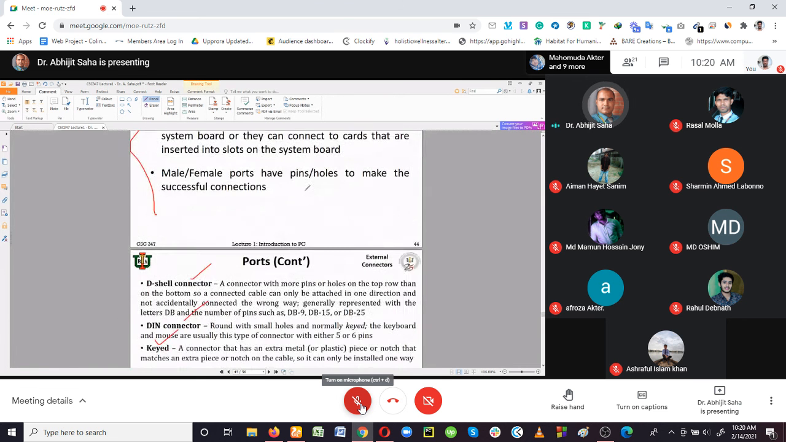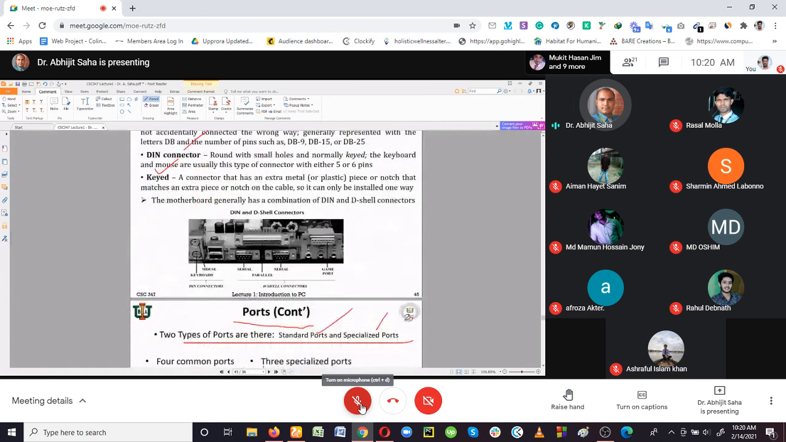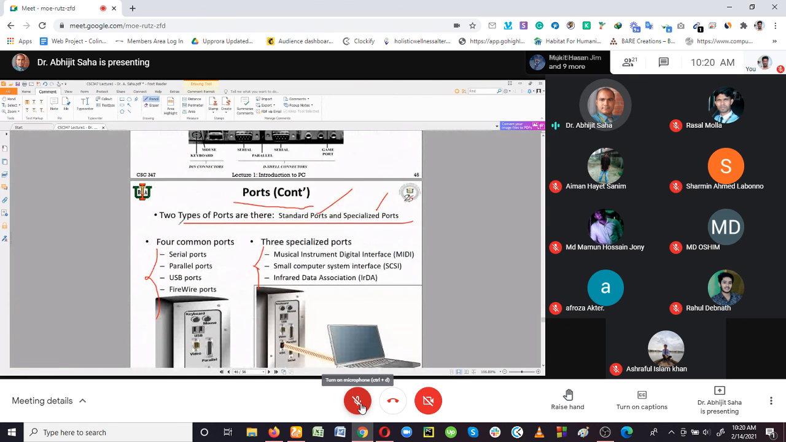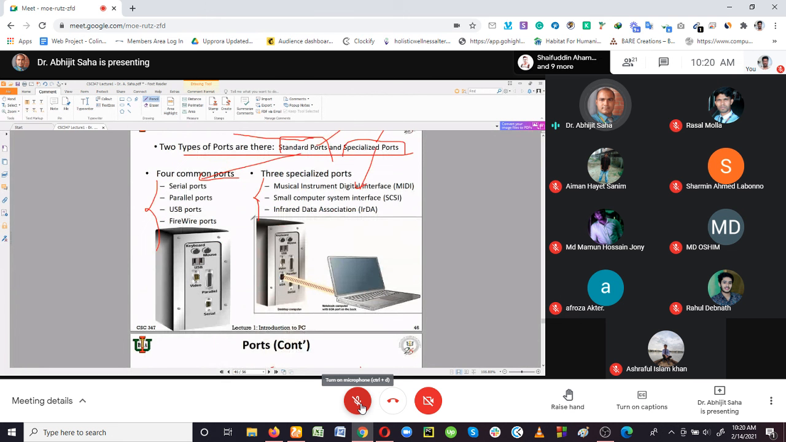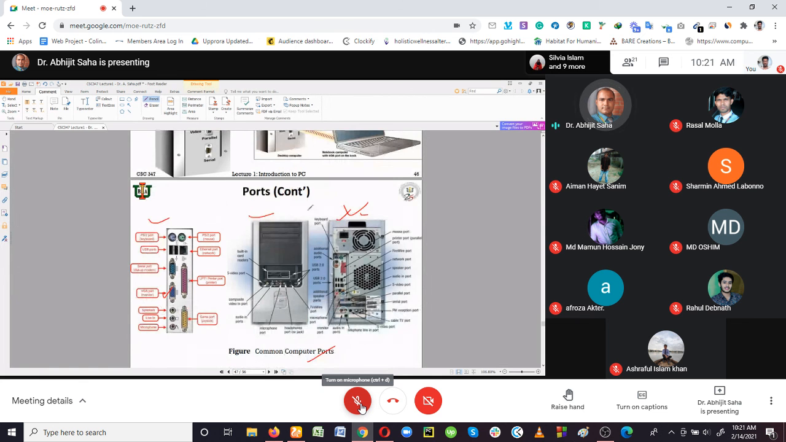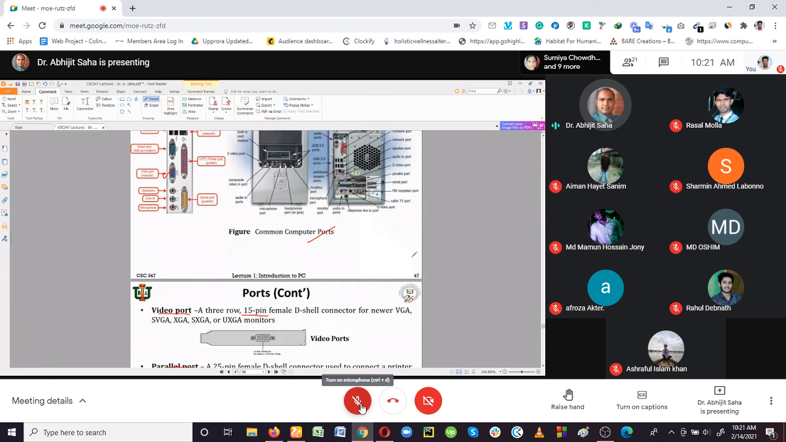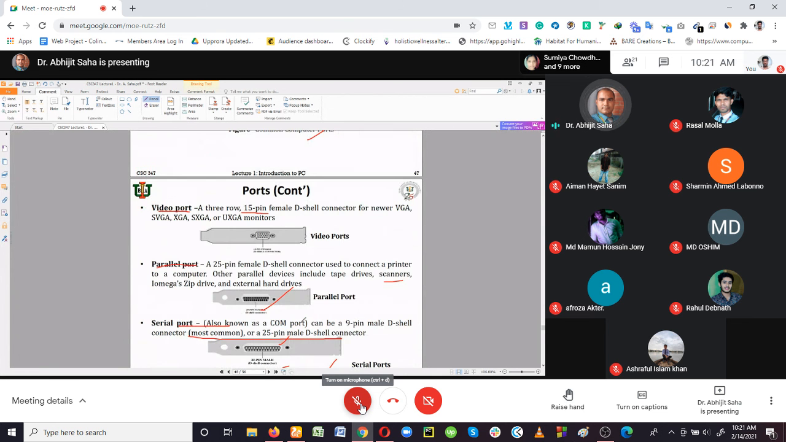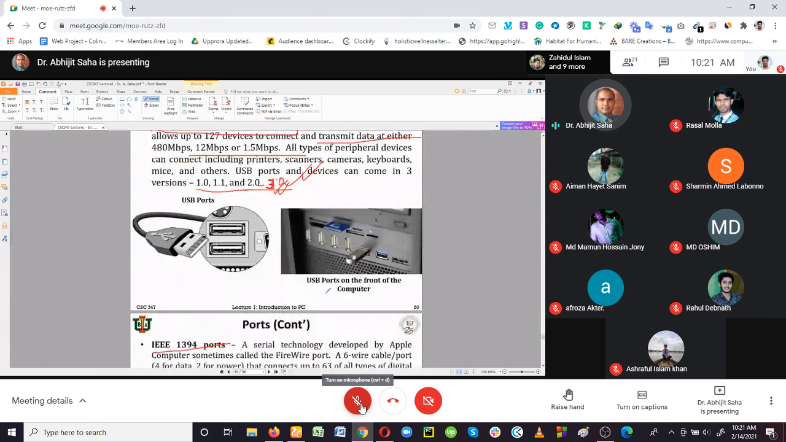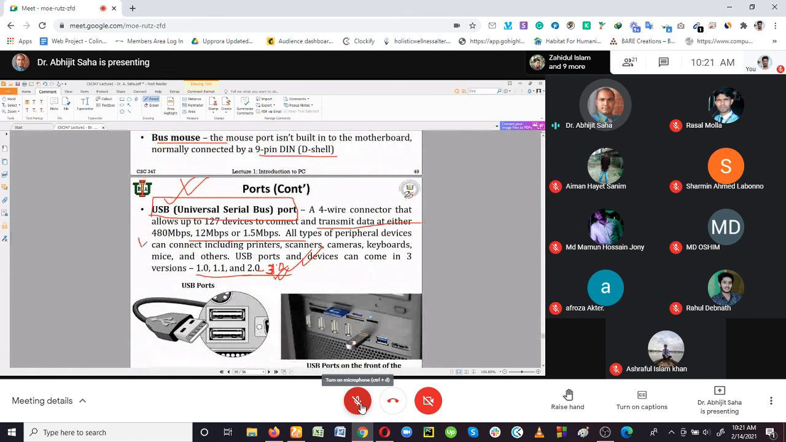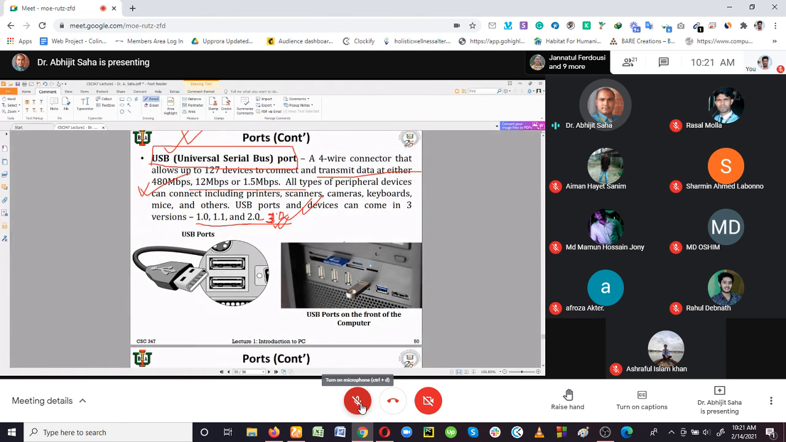Then the different ports: what is a port? Define the ports, and you should know what a D-shell connector and a DIN connector are. There are 2 types of ports, the standard ports and the specialized ports. If you list them, you should also tell the use of the different ports shown in the figure. It is better to start from the example figure on slide number 47. These are for your own study, but I ask you to study this one as a definition of the universal serial bus port. This is really important.